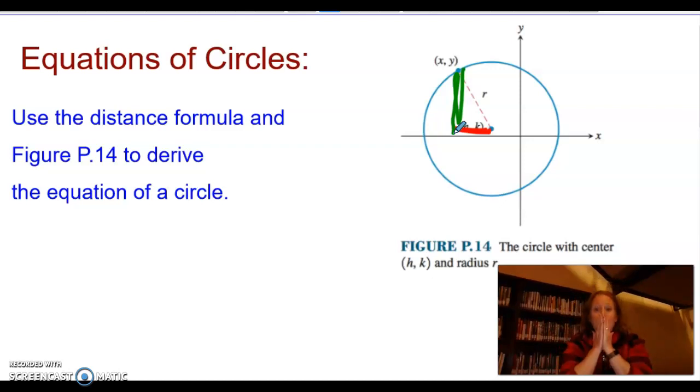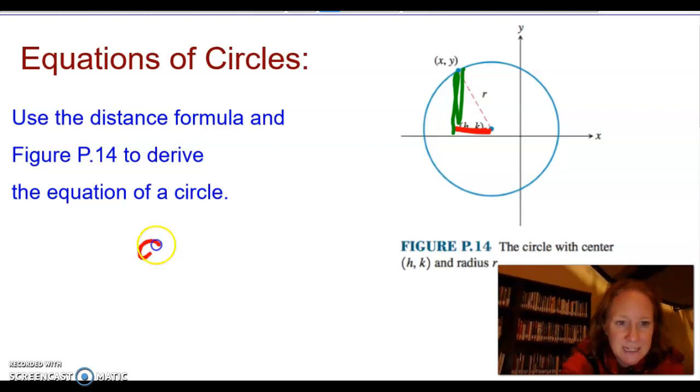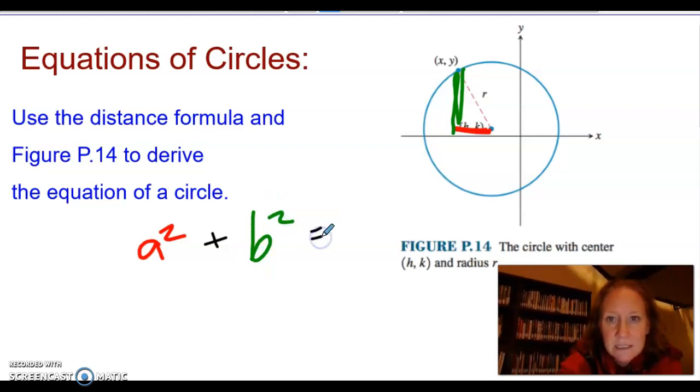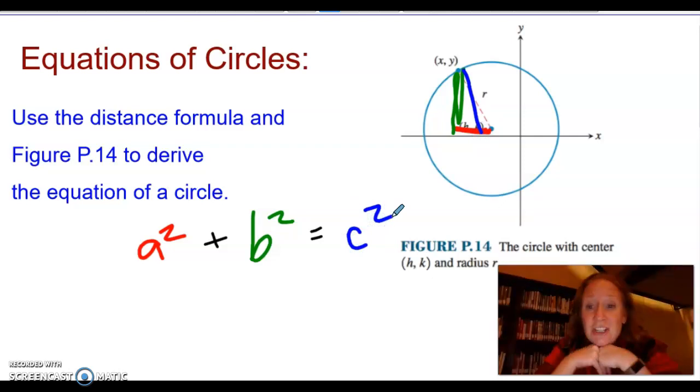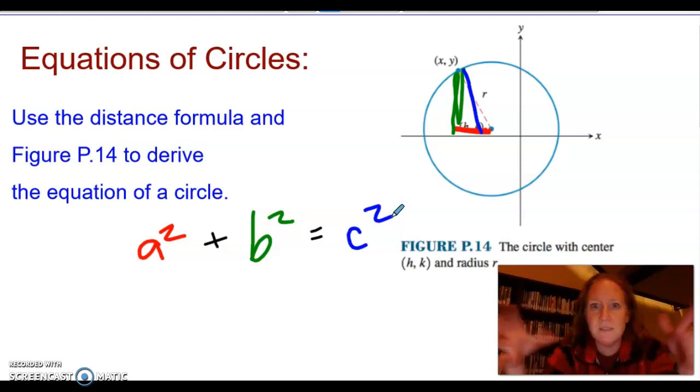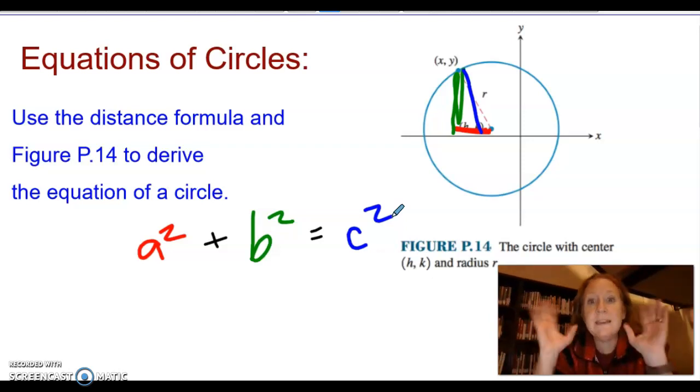Okay, so what is the circle equation going to look like? Well, I'm just going to write a squared plus b squared equals c squared. Should we make that blue? Okay, c squared. All right, so watch this. The center of a circle, we're always going to call it HK. So you have HK form. You have probably seen a bunch of HK forms before.